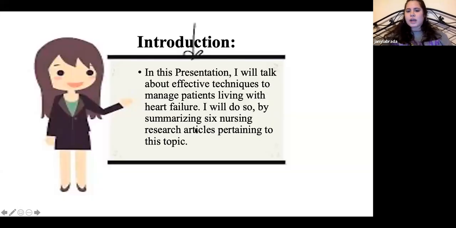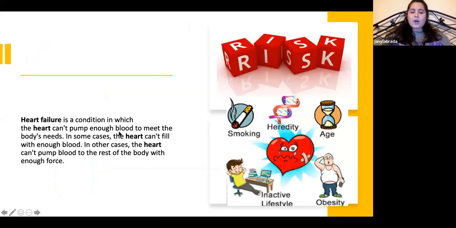All right, so my introduction, I will be presenting different articles, six in total, and I will tell you the nursing implications of heart failure in this article specifically. And I will also give you a little definition of what heart failure is in case you're not aware of it, though I'm sure all of you are. Okay, so heart failure is a condition in which the heart can't pump enough blood to meet the body's needs. In some cases, the heart can't fill with enough blood. In other cases, the heart can't pump blood to the rest of the body with enough force.